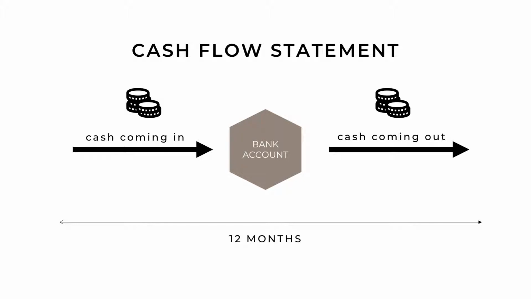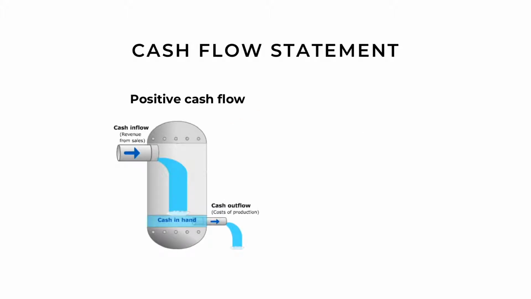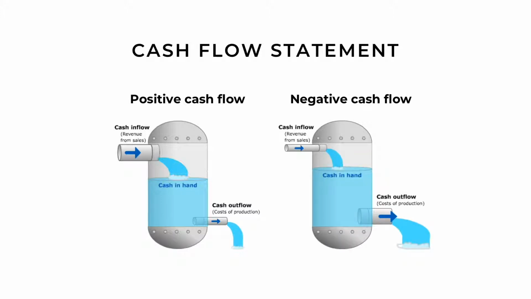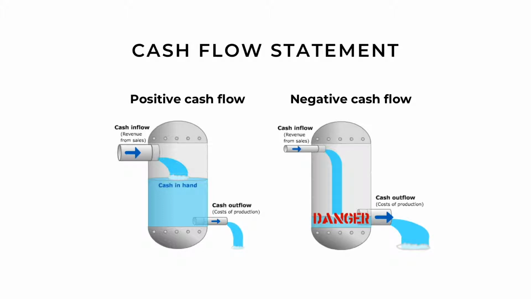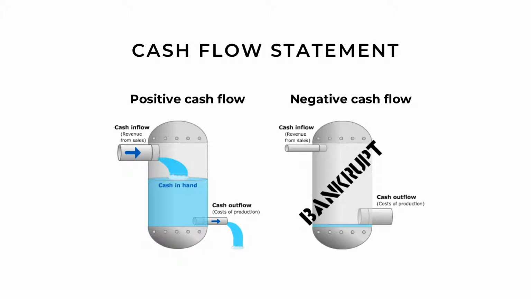If you don't have it under control, you can run straight into bankruptcy. If more cash is coming in during a month than is going out, you will be fine. But in the other case, if more cash is going out than coming in, you can actually go bankrupt within a month.